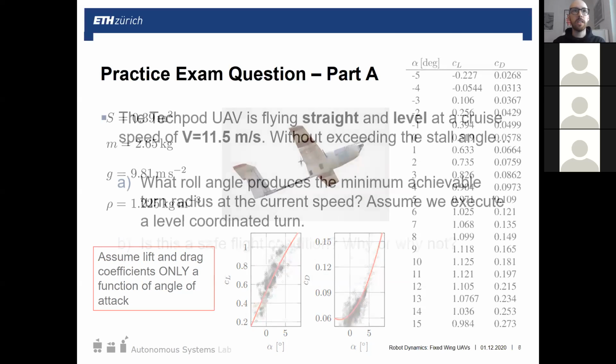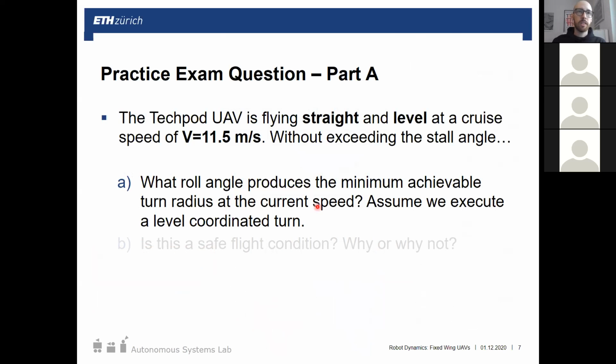Okay, so this is the first part here. The TechPod UAV is flying straight and level. And remember, these definitions you can find in the last video segments, at cruise, somewhere around 11.5 meters per second. So, first thing: what roll angle produces the minimum achievable turn radius at the current speed? And we're assuming a coordinated turn.